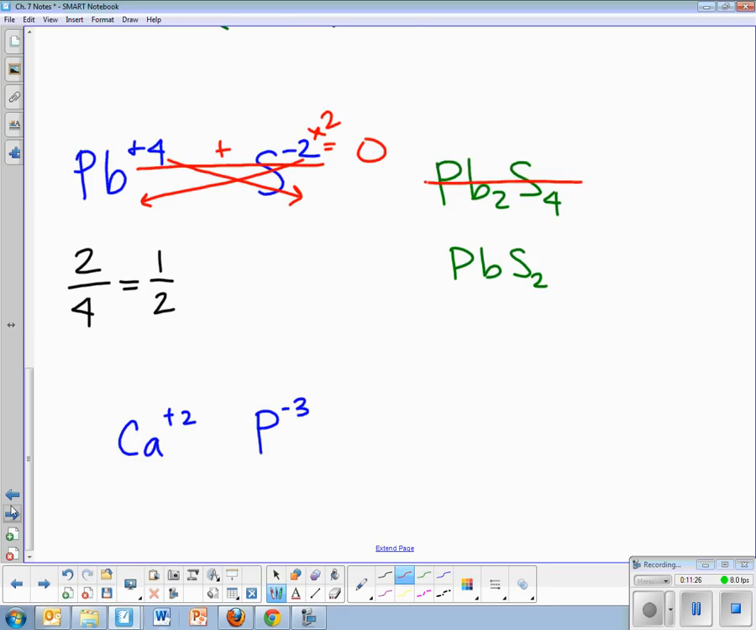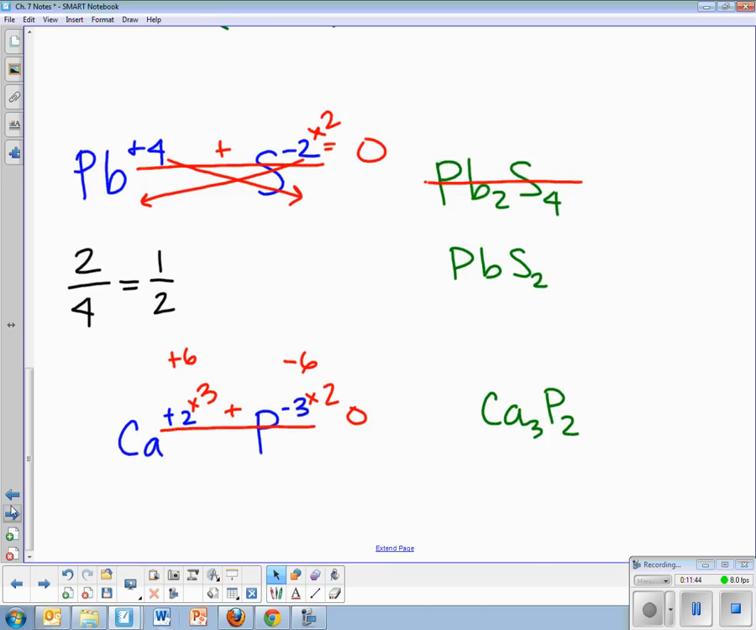So for this one, if you add these up to get to 0, you're going to have to multiply them both. You're going to have to multiply the 2 times 3 to get a +6. You're going to have to multiply the 3 times 2 to get a -6. So your formula would be Ca3P2. You could also think of this as crisscrossing, so this 3 becomes the subscript for Ca, and this 2 becomes the subscript for P. This is how you combine ions in ionic compounds to write the formula for a compound.